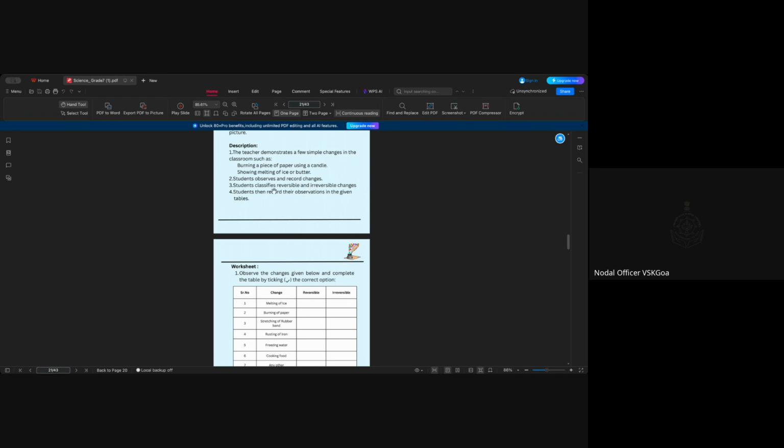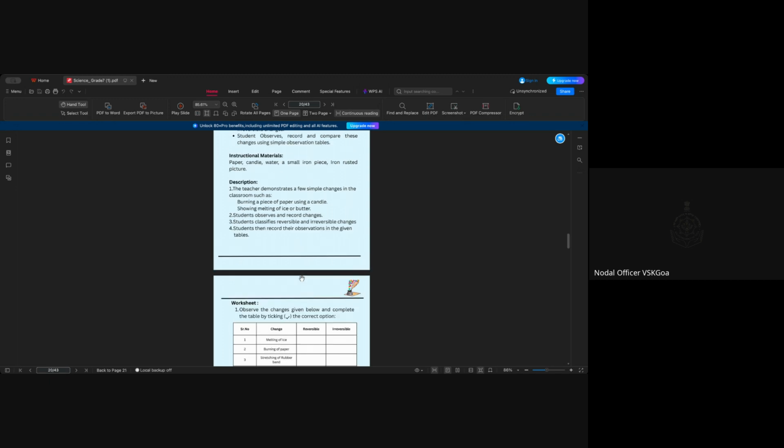Here you'll find that students will observe and record the changes as per the worksheet provided, the observation table, and then students will classify the changes as reversible and irreversible changes. Since they have learned it in the previous grade, it is put in directly, so that we are trying to test whether they have understood well what they learned in grade 6.